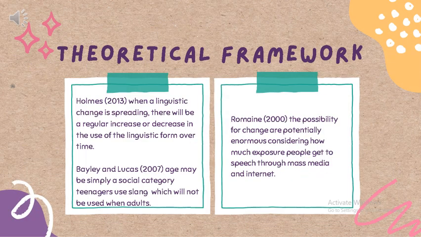In the theoretical framework, we've got authors like Holmes, Bailey and Lucas, and Romaine, and they're all going to be sharing particular quotes that are useful in order to understand how language varies according to age. For example, Holmes, 2013, says that when a linguistic change is spreading, there will be a regular increase or decrease in the use of linguistic forms over time.